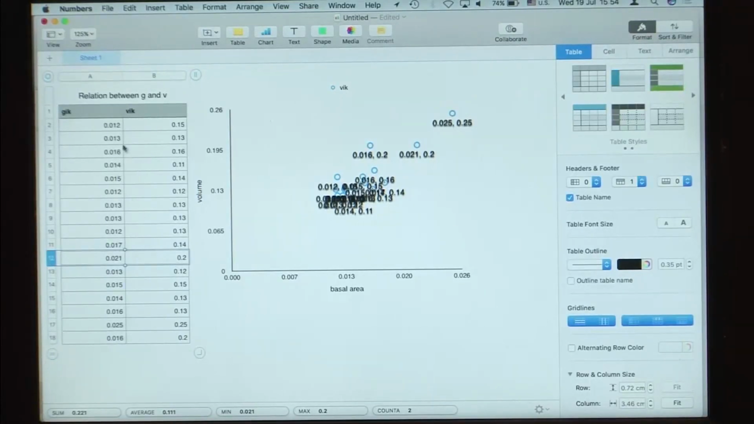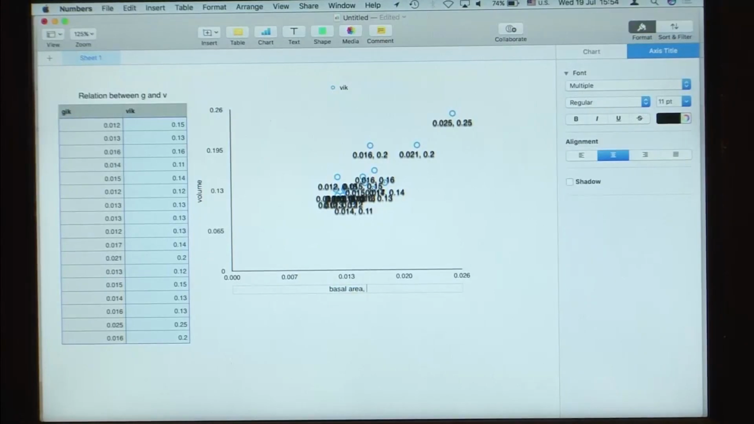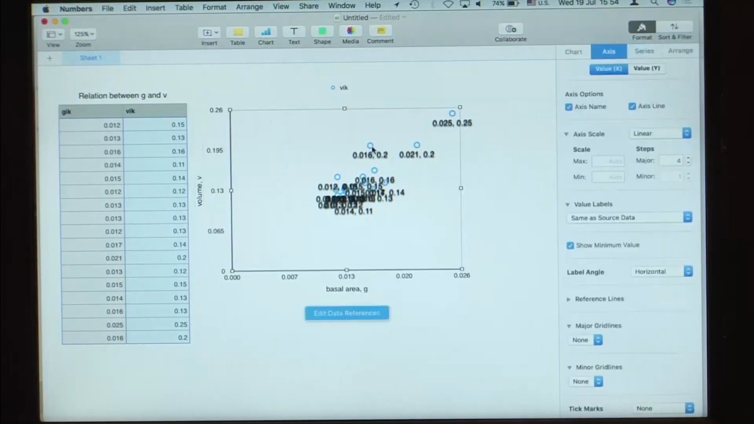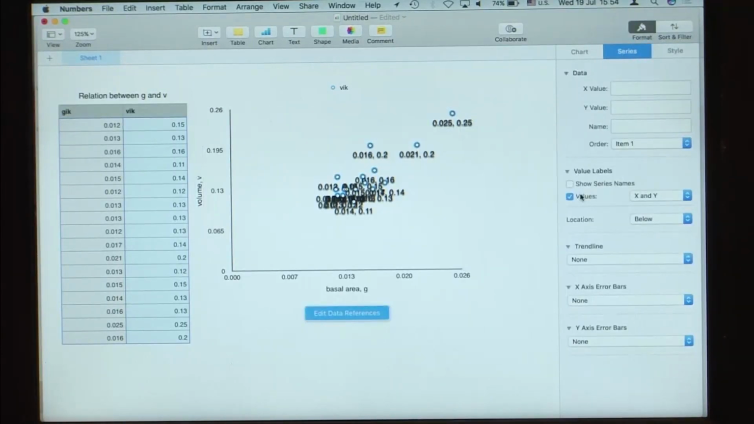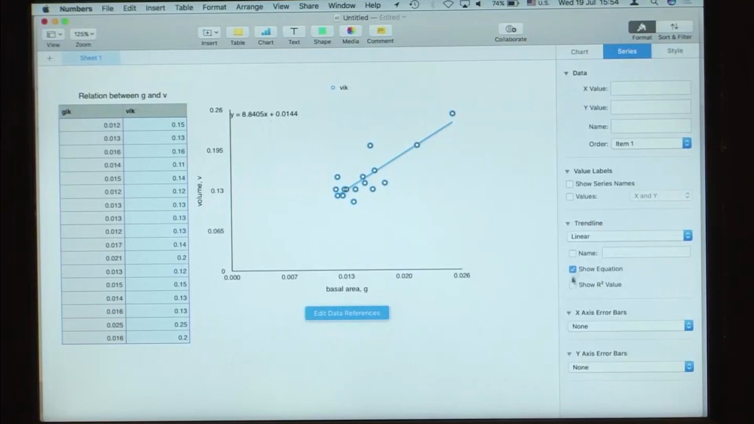Essentially we have taken these values and plotted them, with the basal area written in terms of G, and the volume written as V. We are plotting all the G values versus the V values, and this is the plot that we get. Now let us remove these values and put a trend line here. Let us put a linear trend line and ask it to give us an equation. This is the equation that we are getting.